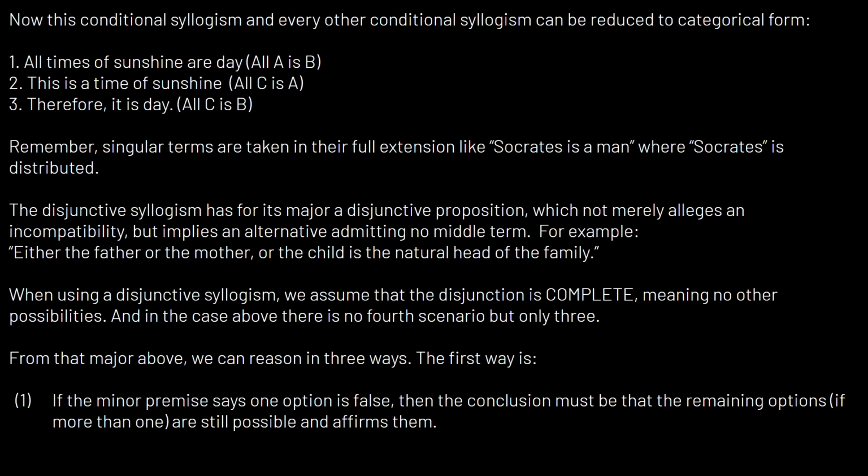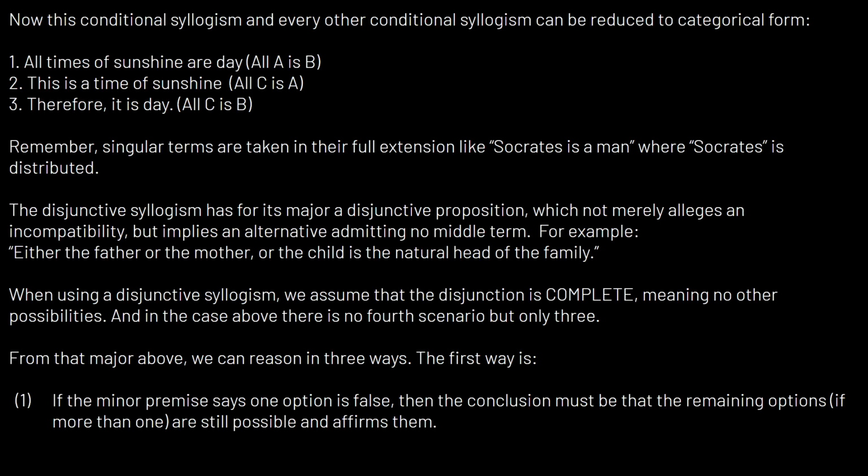Right? Alright, moving on. The disjunctive syllogism, on the other hand, that is the either-or syllogism, has for its major a disjunctive proposition, which not merely alleges an incompatibility, but implies an alternative omitting no middle term. That is, if I had two options, there is no third option. There is no third possibility. So, for example, in this scenario, we have three options, which Coppens gives us, and this is our major premise: either the father, or the mother, or the child is the natural head of the family.